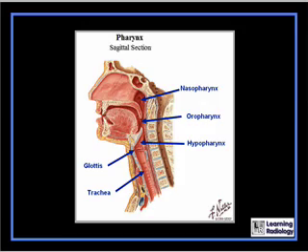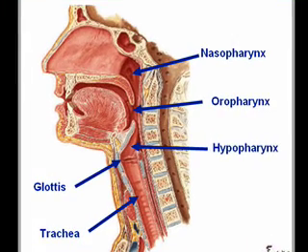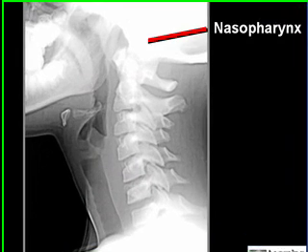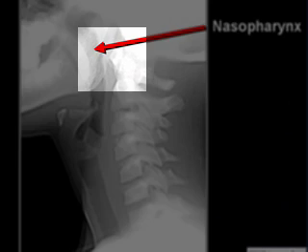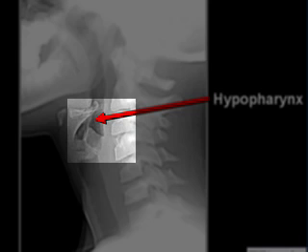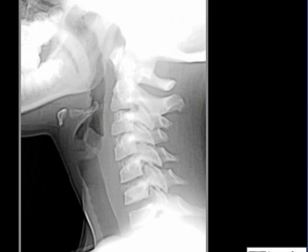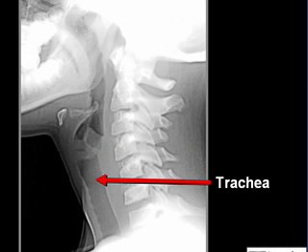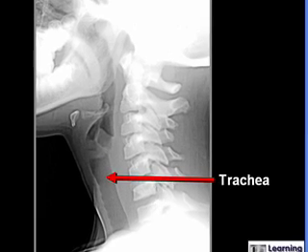This is a drawing by Netter of the pharynx divided into the nasopharynx, oropharynx, hypopharynx, glottis, and trachea. This is an enhanced version of a soft tissue lateral neck demonstrating the nasopharynx, the oropharynx, the hypopharynx, the glottis, and the subglottic trachea.